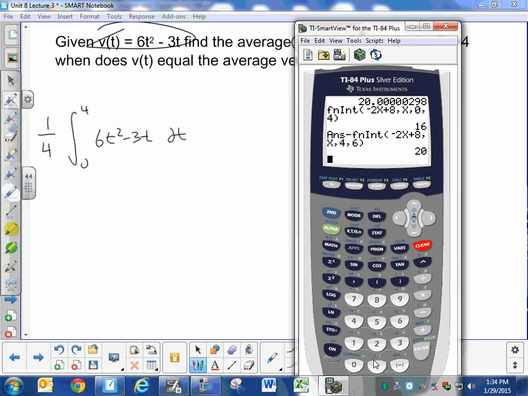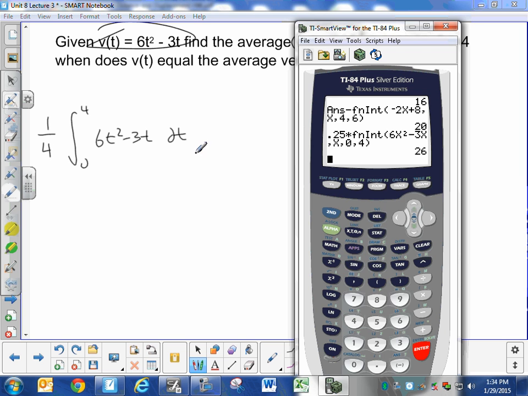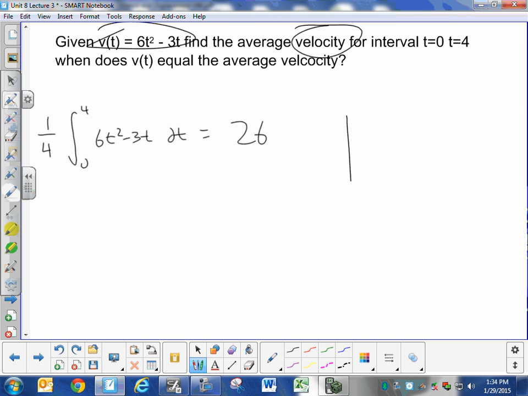I have 1/4, 0.25, times math 9, the integral of 6t squared minus 3t with respect to t from 0 to 4. I say t, but I mean x. 26, voila. That should make sense. I always like to check. Now I have the 0. I'll have the 0.4 if I plug 4 into 6t squared. 6 times 4 squared minus 3 times 4. I get 84.